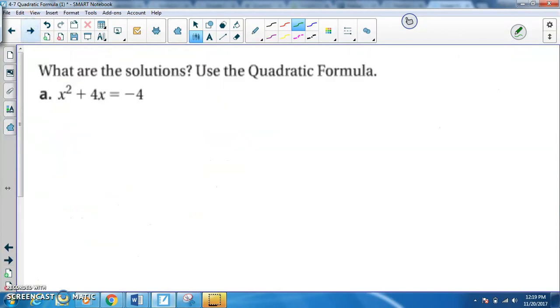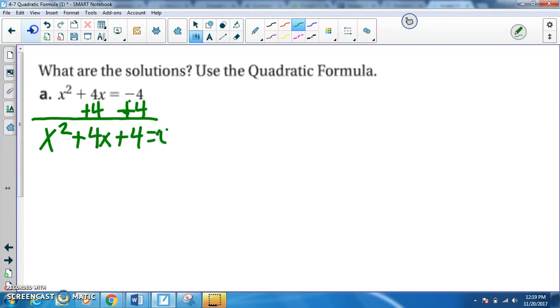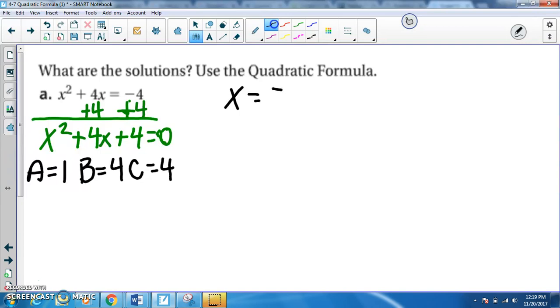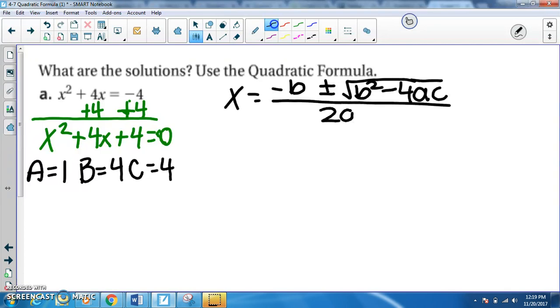What are the solutions? Use the quadratic formula. Add 4 to put this in standard form: x squared plus 4x plus 4 equals 0. a equals 1, b equals 4, c equals 4. Now I plug in. x is equal to the opposite of b plus or minus the square root of b squared minus 4ac all over 2a.